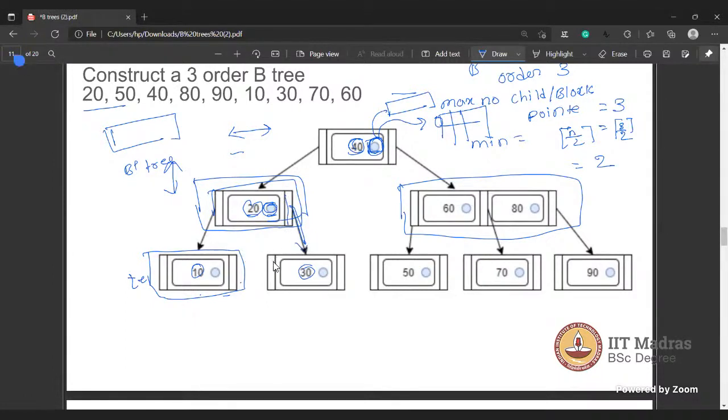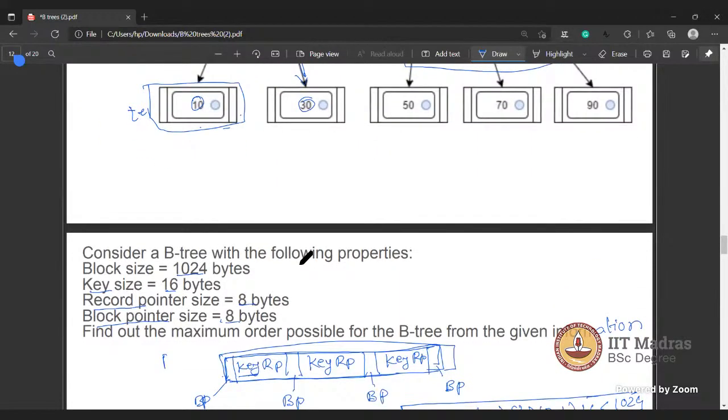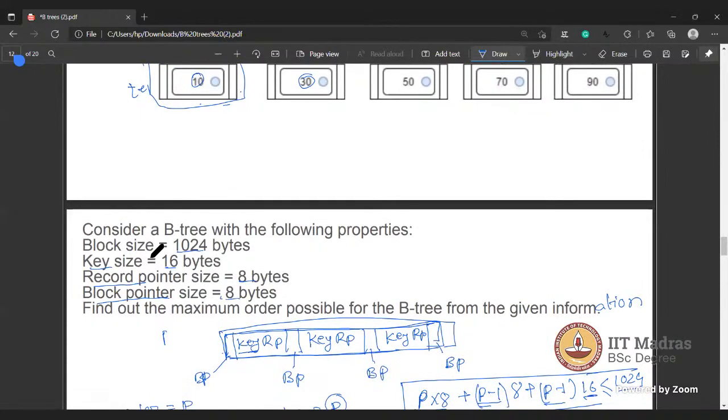This is the block pointer. The block in which this 20 is staying, the 20 is content. That block will have 1024 bytes. I am talking about the block, not the key size. So the block will have 1024 bytes, which is the maximum. Suppose this is 1024 bytes.